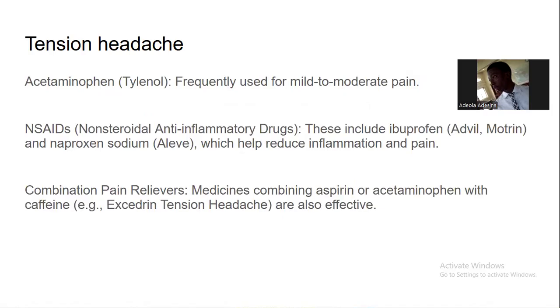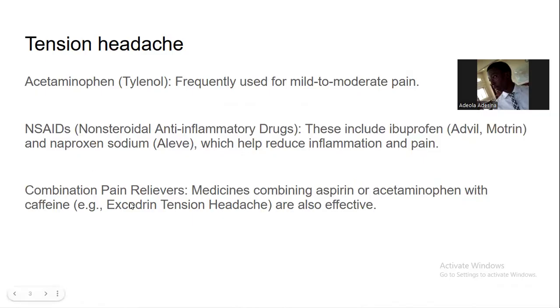So the first type of headache is the tension headache. This is the most popular headache, the one in front of the head that everyone gets. And these are the drugs that we use to treat it. So we have acetaminophen, this is your paracetamol, right? It is used for frequent mild to moderate headache. Then we have your NSAIDs, your ibuprofen, your diclofenac, your naproxen, your piroxicam, right? They are used to treat inflammation and pain. So any headache that has to do with inflammation, you can give any of these drugs.